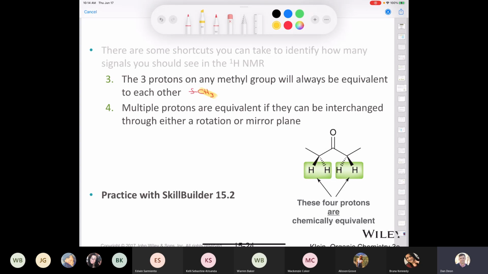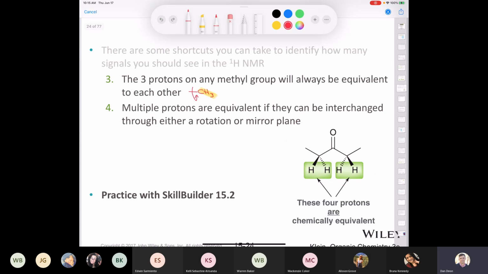Why? Because the carbon of a methyl is sp3 hybridized. Therefore, it's always going to have a sigma bond. It can rotate like this, and therefore all three of those protons are chemically equivalent. And multiple protons are going to be chemically equivalent if they can be exchanged either through rotation or a mirror plane. Now here in this case, this is called 3-pentanone.